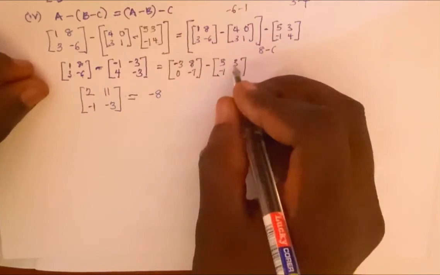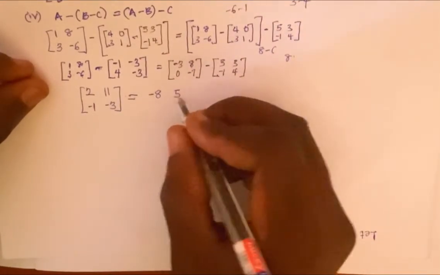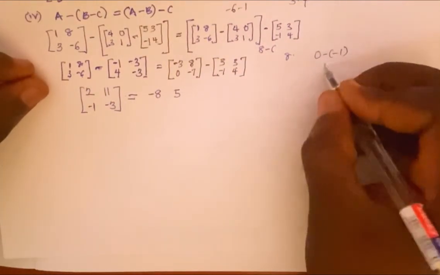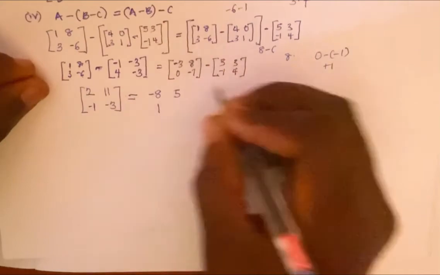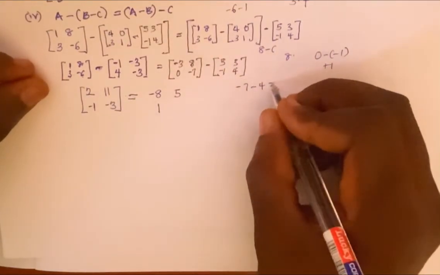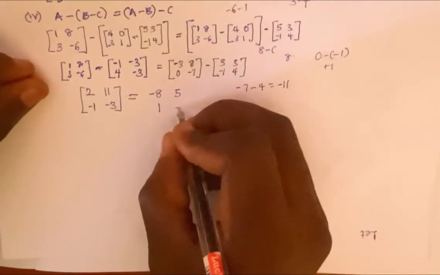8 minus 3, that's 5, right? Then 0 minus minus 1, that should give me plus 1, right? I'm having 1 here. Then here I'm having minus 7 minus 4, that's giving me actually minus 11, exactly.